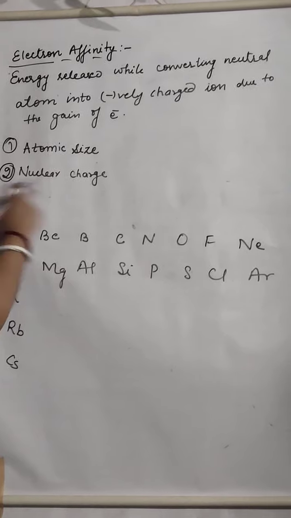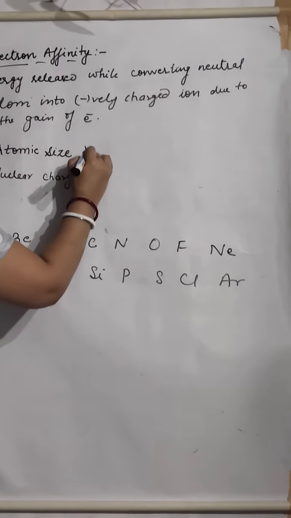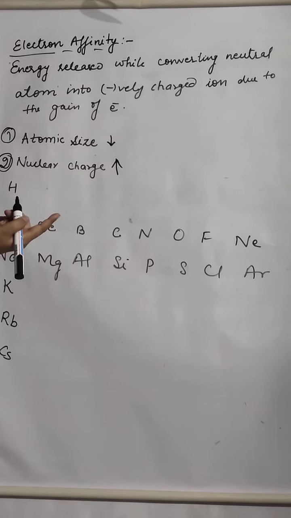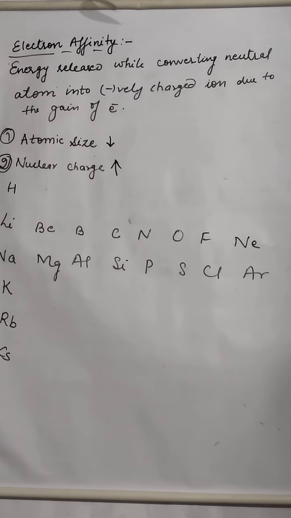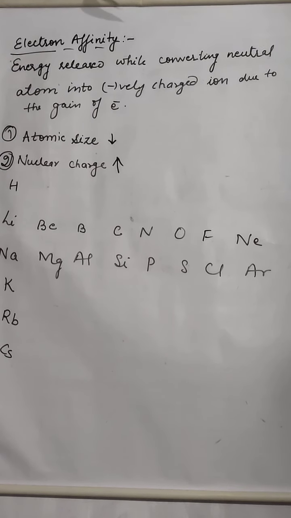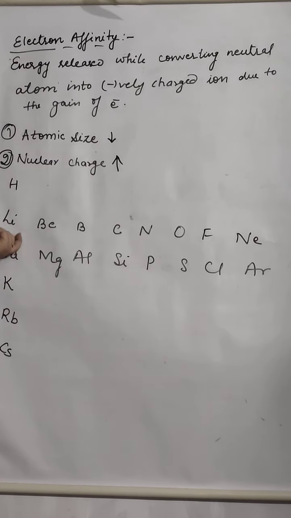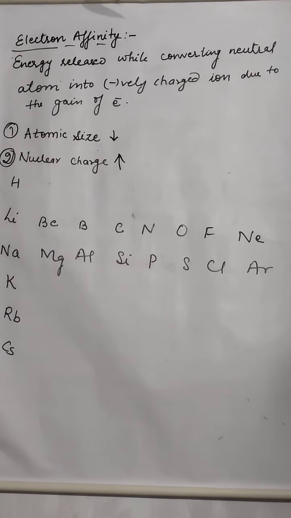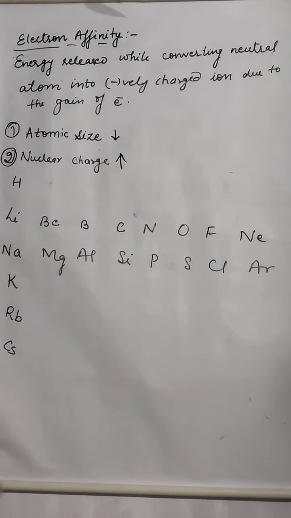So when we move left to right in a period, atomic size decreases and nuclear charge increases. Nuclear charge increases, then what happens? It will exert a force of attraction on the electron, so it will easily gain the electron, and energy will be released easily. So when we move left to right in a period, the electron affinity will increase.